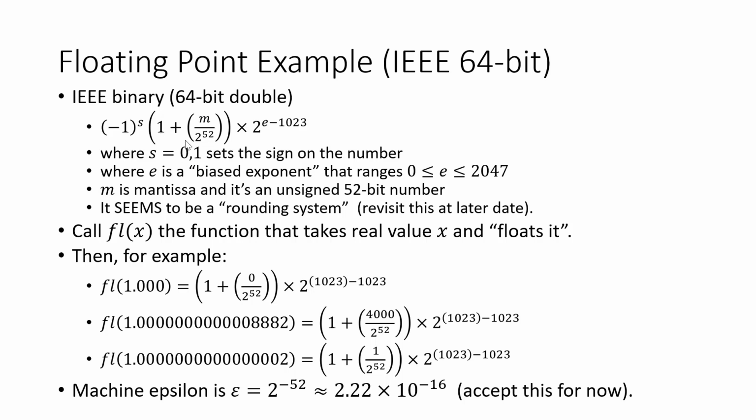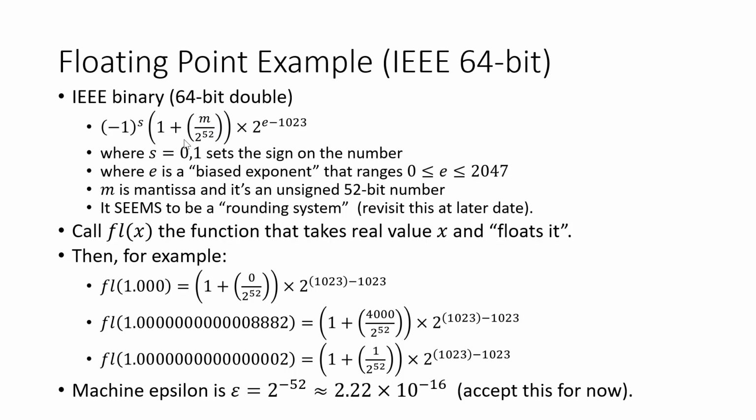And the way I've done it is I've taken the mantissa M and I'm going to divide it by 2 to the 52. So M is an unsigned 52-bit number. When I divide it by 2 to the 52, basically I'm getting a fraction. And that fraction basically goes from 0 to just underneath 1. And I'm going to add to that the hidden or understood leading 1. And that's going to give me a number that goes between 1 and very, very close to 2.